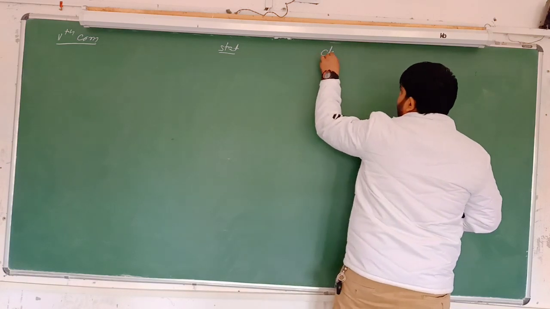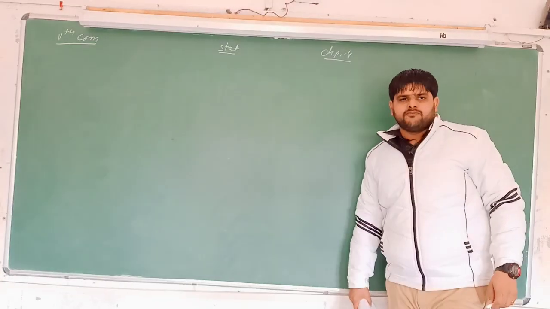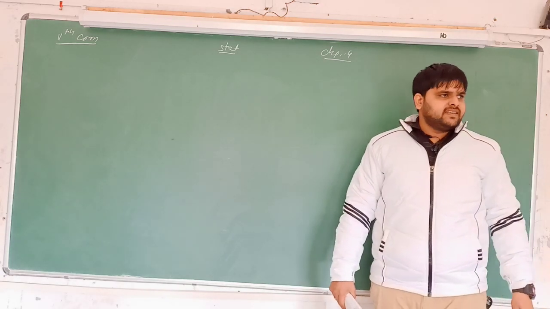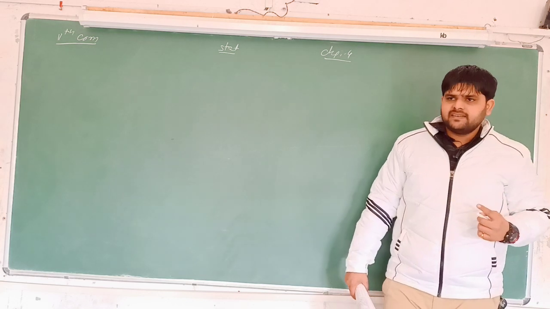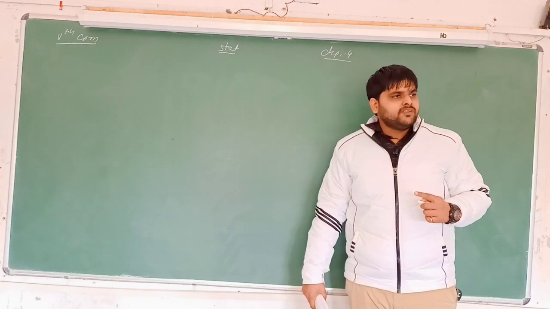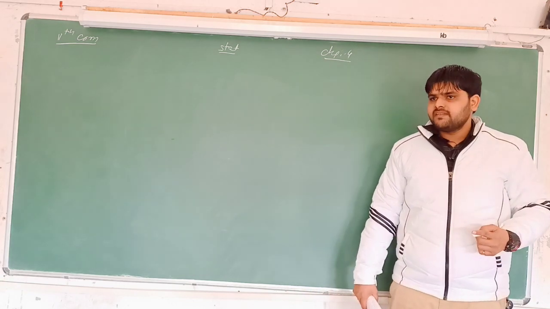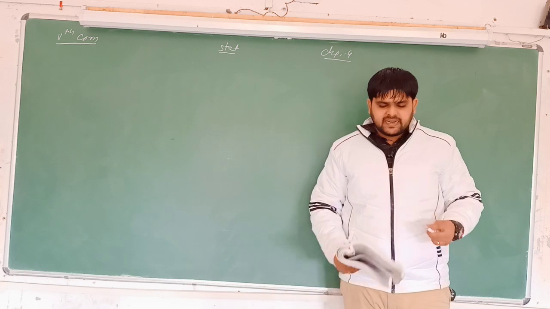and chapter number 4. Last time we learned about example number 14 of standard deviation. Right now we are going to discuss example number 15 of standard deviation, using the shortcut method whenever frequency is given. Okay, so let us start.